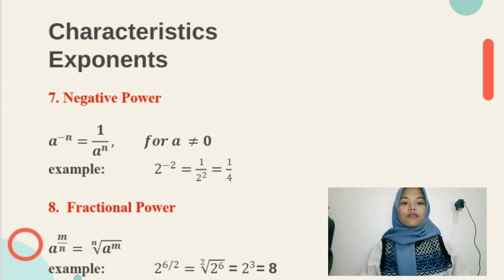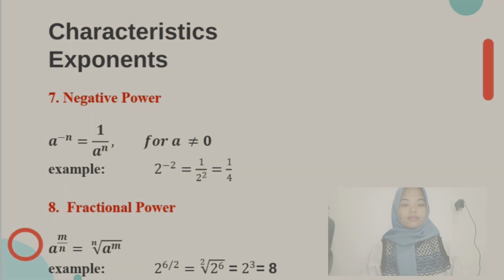Number 8. Fractional power. In root form like this, the number can be simplified to a power in the form of a fraction, with n as the denominator and m as the numerator. For example, 2 to the 6 over 2 is the root of 2 to the 6, which is 2 cubed, which is 8.